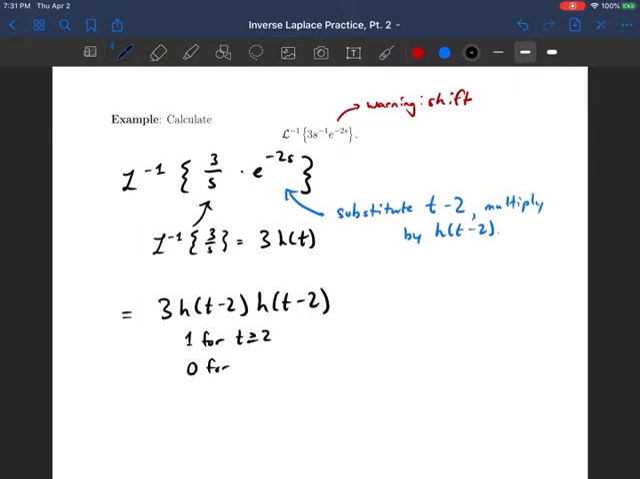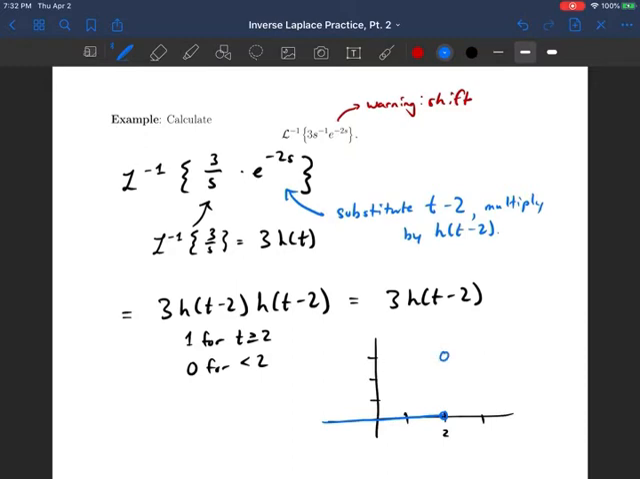Now, this function is equal to 1 for t greater than or equal to 2, and 0 for t less than 2. They're both like that, and they're multiplied by each other, so we just get one of these things. This is equal to 3h of t minus 2. So if we were to graph that, this would be a function like this.